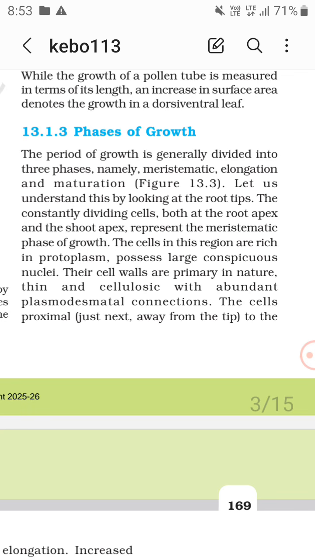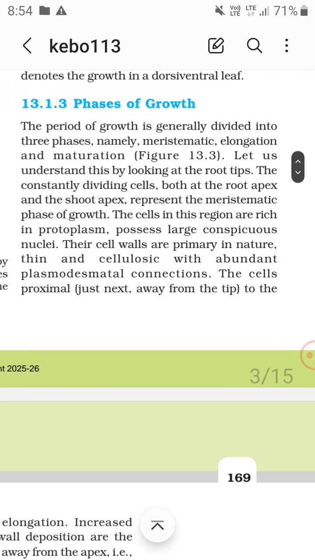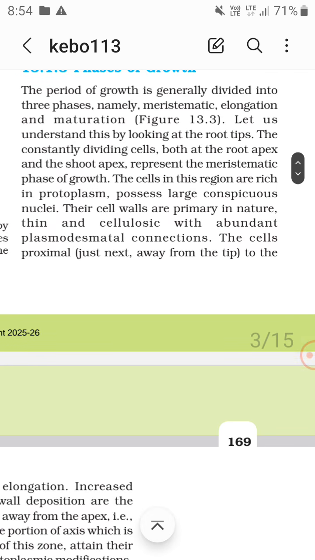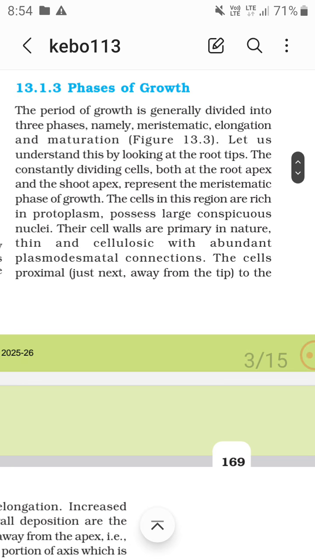Of course it will be primary because they will be going to divide again and again, so their cell walls remain primary in nature. Thin, of course, because they need to divide, so thin and cellulosic with abundant plasmodesmatal connections. So they are rich in protoplasm, they possess large conspicuous nuclei, and their walls are primary in nature, thin and cellulosic with abundant plasmodesmatal connections.